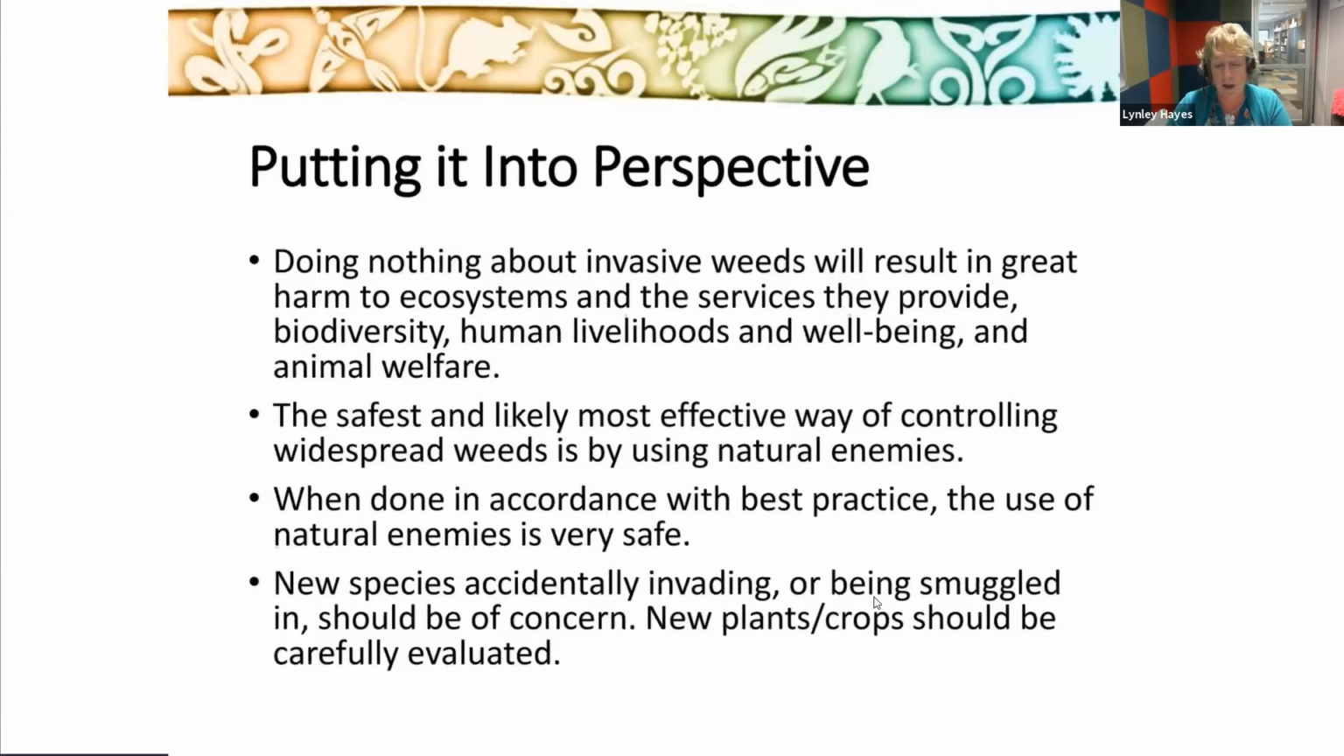And also new plants and crops. We all need new plants and crops to grow, but we need to be very careful that they're not going to go on and become just yet another weed for us to deal with. So it's all the things that are coming in that aren't being tested, and all the things that you've got already in your countries that we know are a problem that we need to be worrying about. The natural enemies are thoroughly tested and studied, and we only proceed if they're safe.